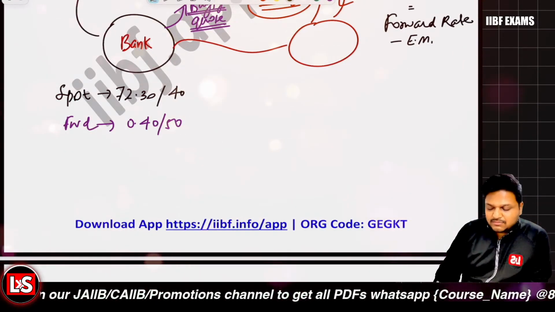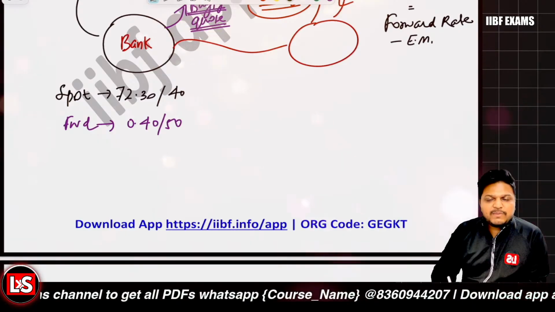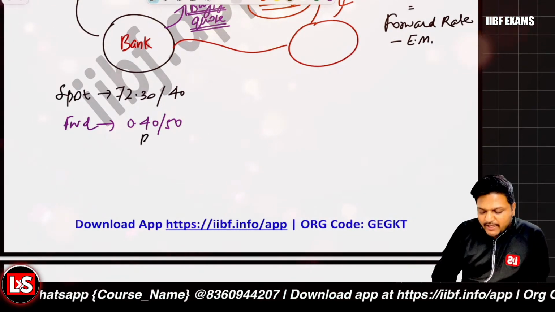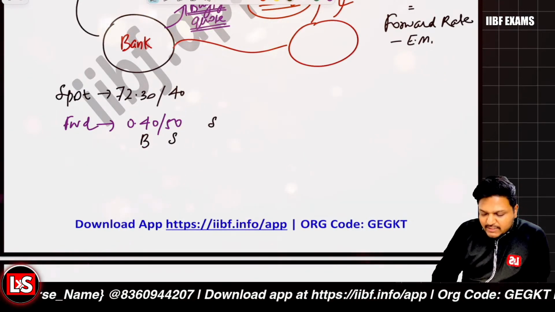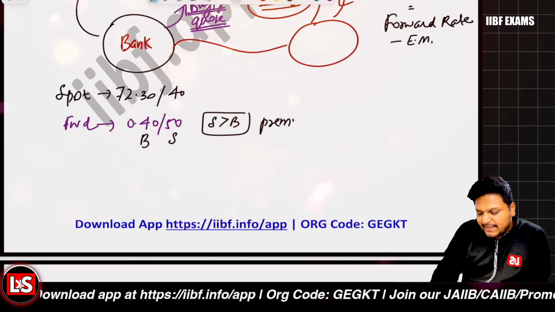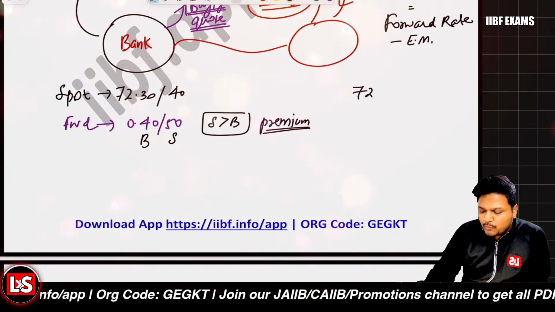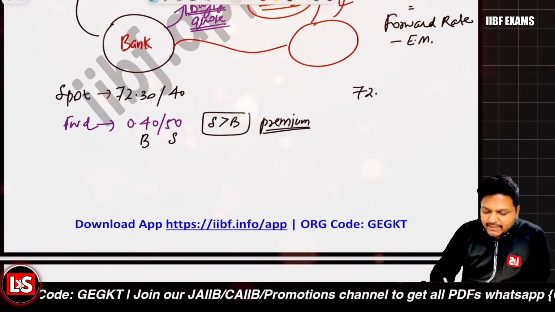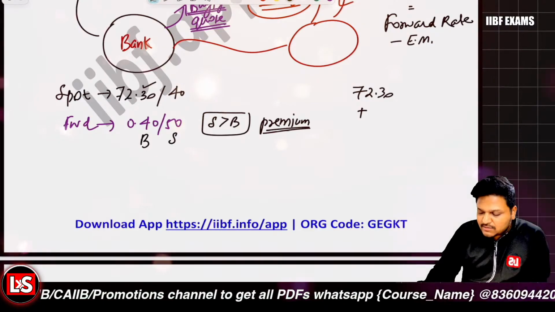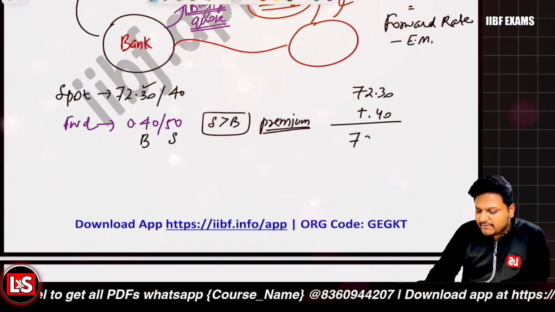These are the forward points given to you. What is the trend? Premium or discount? The currency will be available at premium or discount. See, these are the buying forward points and selling forward points. Selling forward points are greater than that of the buying forward points. Means the currency is available at premium. So what cost was to be looked into? It was a buying cost. So it is 72.30 plus the buying forward points 0.40. So the rate that will be applied is 72.70.